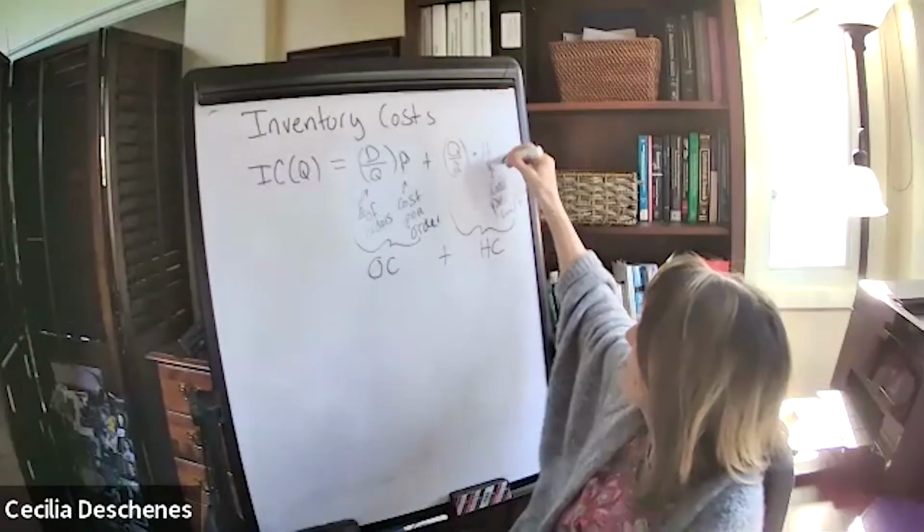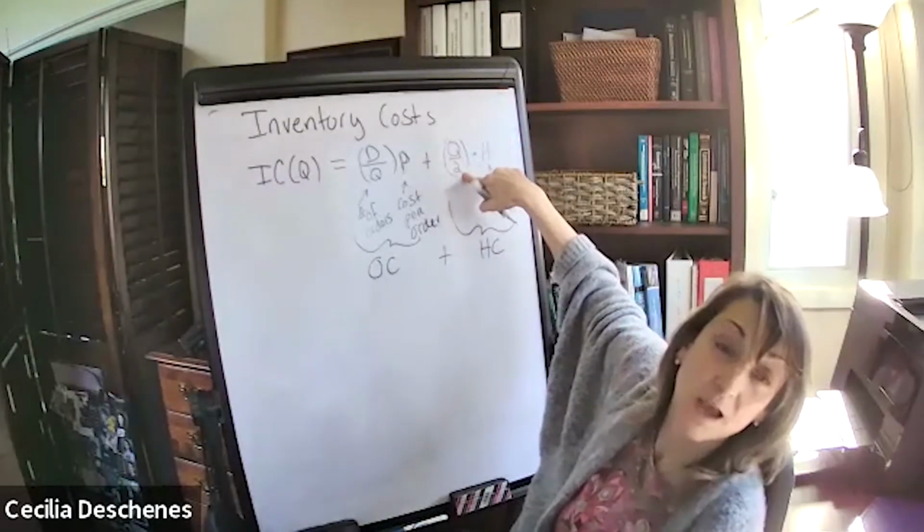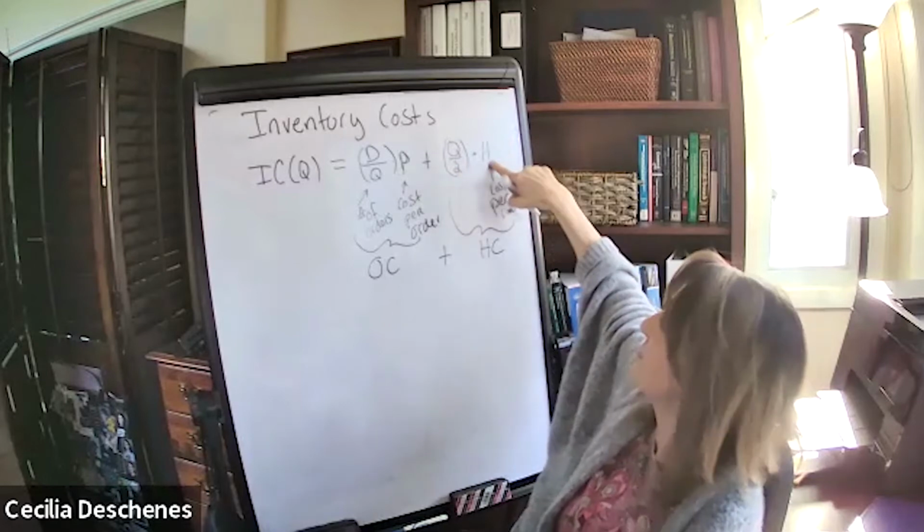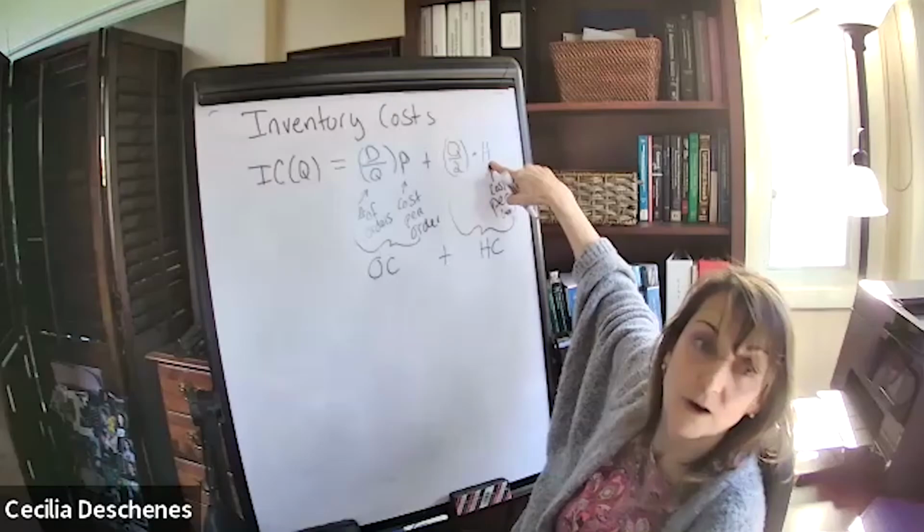Q over 2, is it a plus H? No, it's multiplied. Think of Q over 2 as being how many you have to put in the warehouse, and then this is the cost per each one that's in the warehouse.